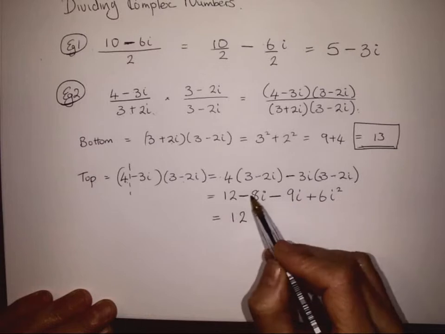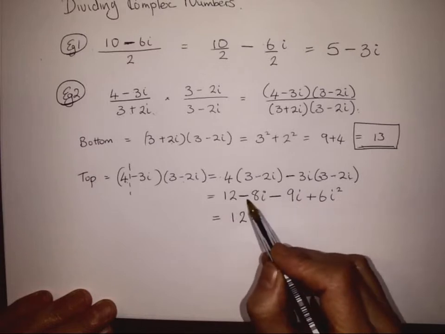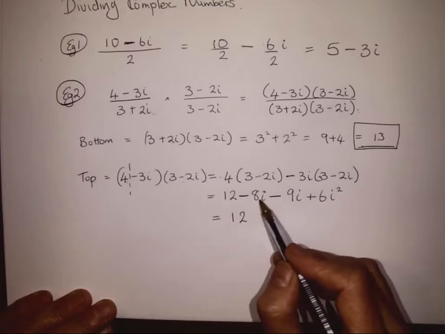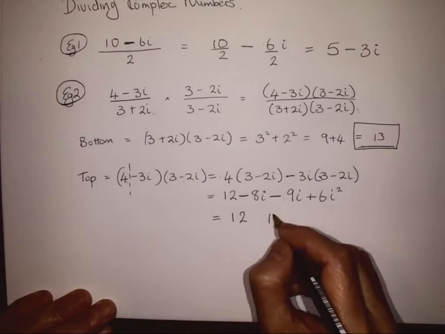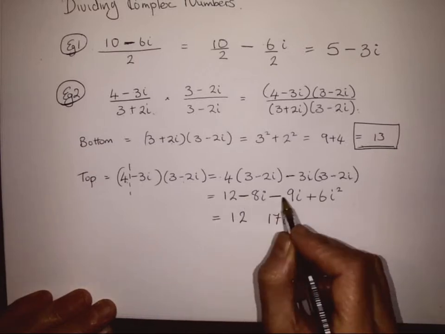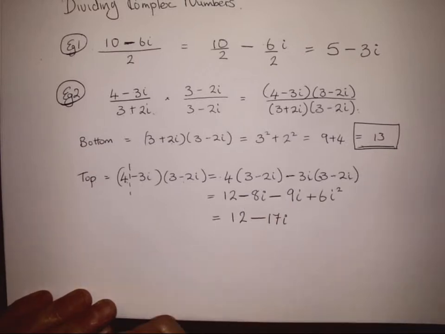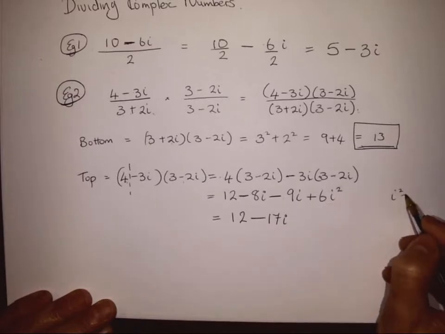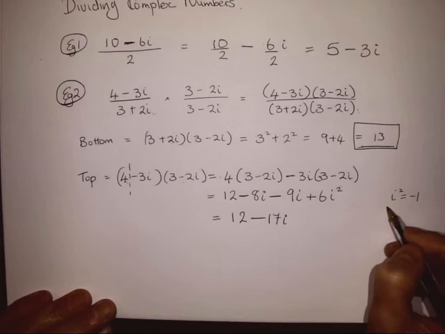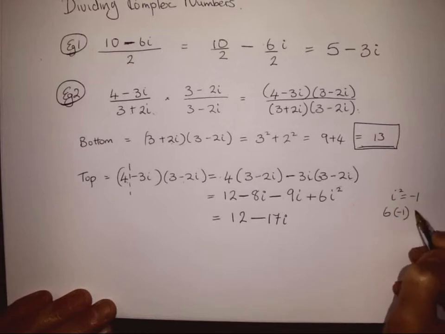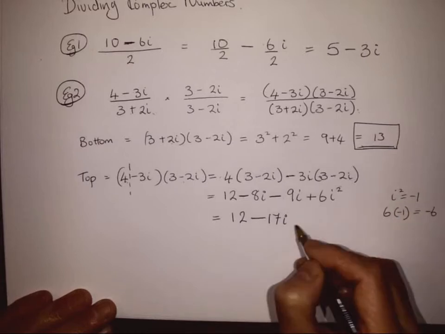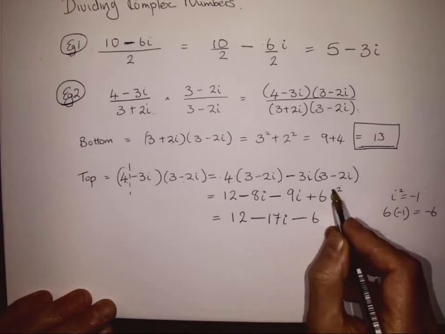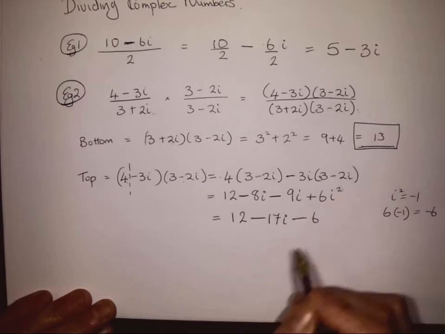Right, for integers, they both have the same signs, so we add them. Minus 8 and minus 9, so 8 and 9, 16, 17, i. And we keep the sign, minus 17i. And now when we're dropping the i squared, because we know that i squared equals minus 1, so basically it's 6 times minus 1, which will be minus 6. So we can say minus 6 here. Drop the i squared and change the sign.